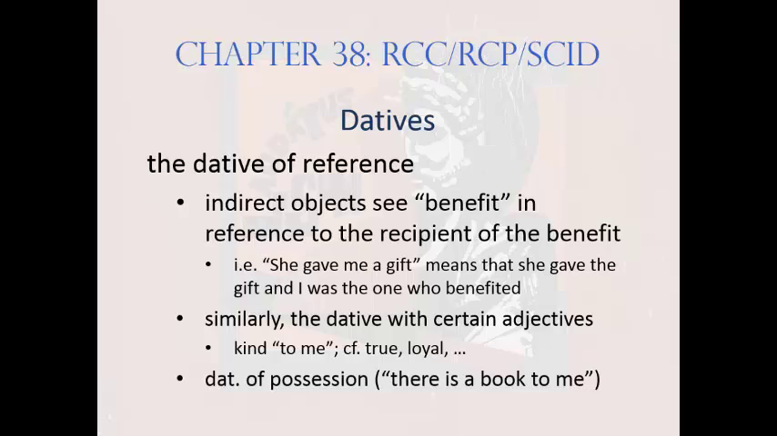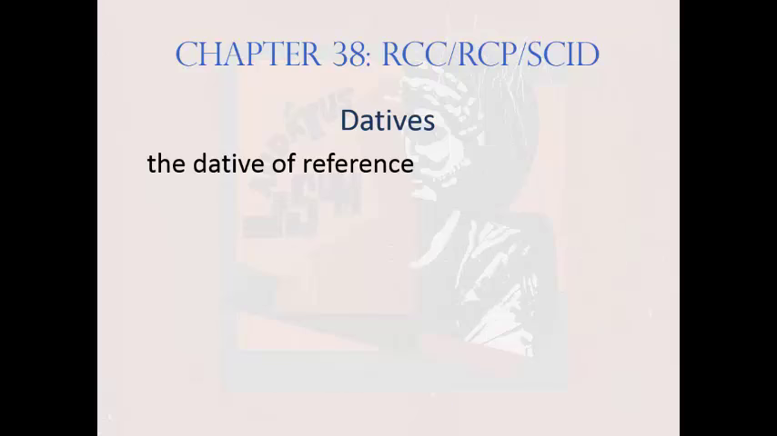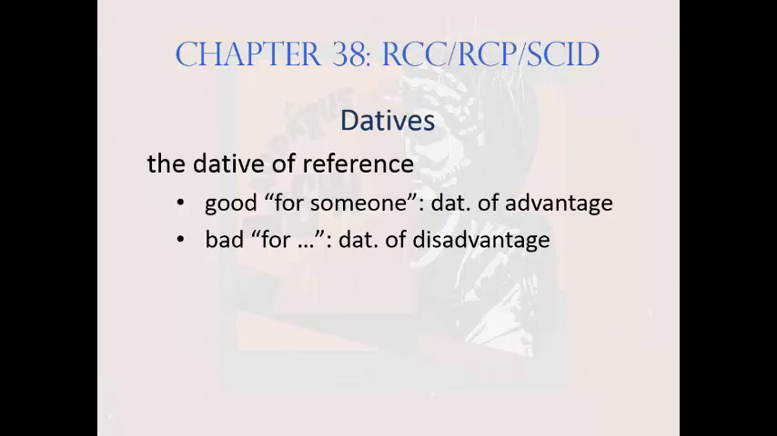Even the dative of possession can be viewed this way. There is a book to me means at heart that the book exists as far as I'm concerned, because I own it and I can use it any way I like. So for me, it's a real thing. Since it's not yours, it really doesn't exist for you, or at least it doesn't matter whether it exists or not from your perspective, because you can't use it. It's mine, which is good for me, the dative of advantage, and bad for you, the dative of disadvantage.